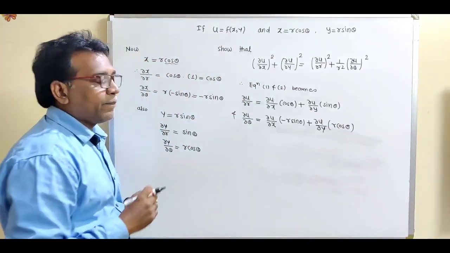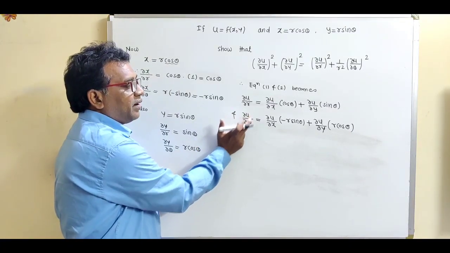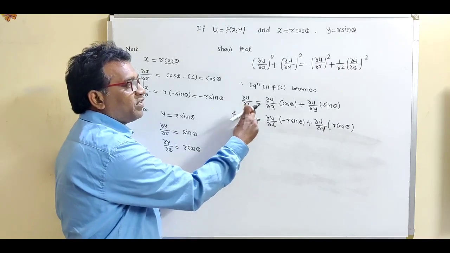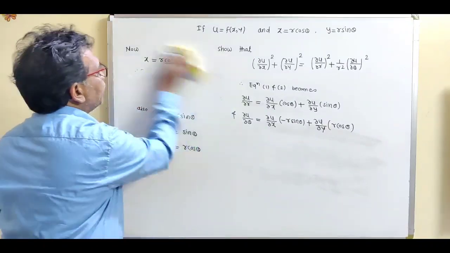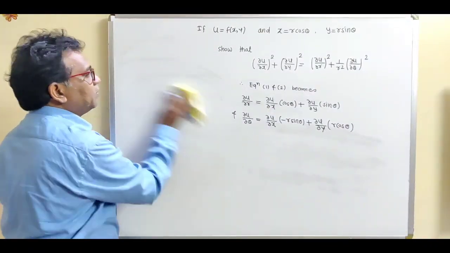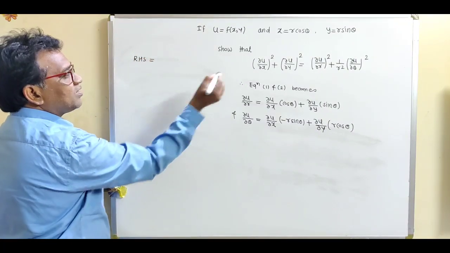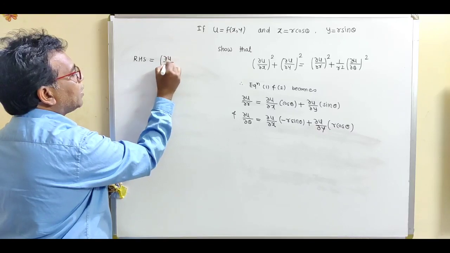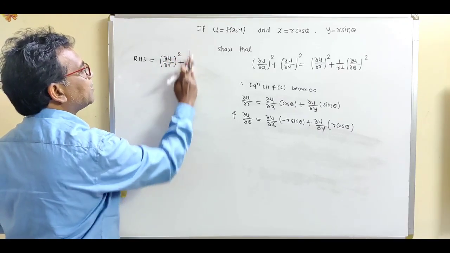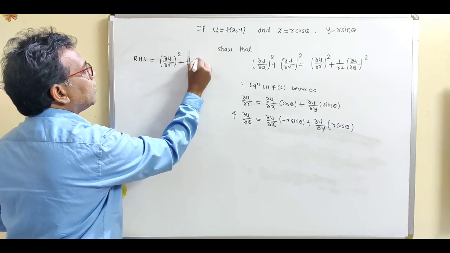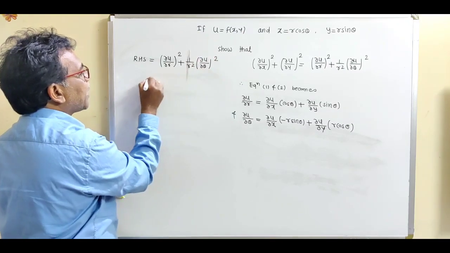So see, we have these two partial derivatives, del u by del r and del u by del theta, and obviously they are present in the right hand side, so we have to consider the right hand side. So write down, therefore, RHS is equal to (del u by del r) whole square plus 1 upon r square into (del u by del theta) whole square.